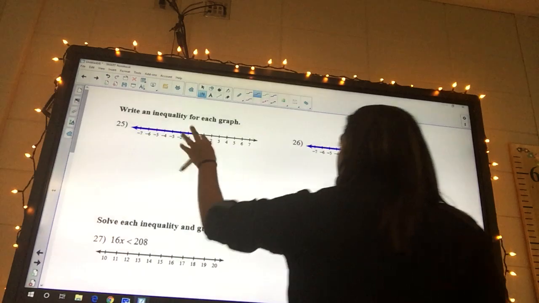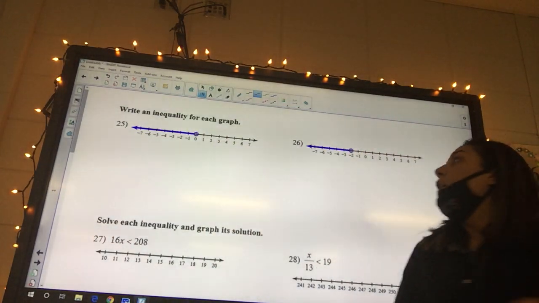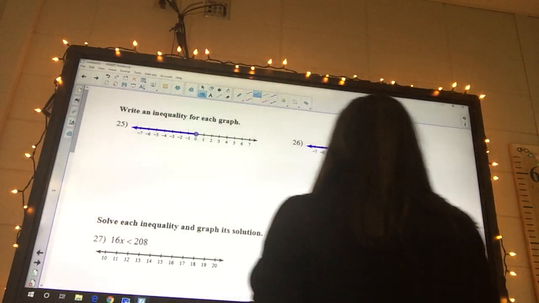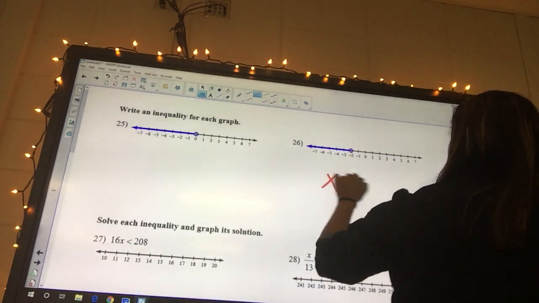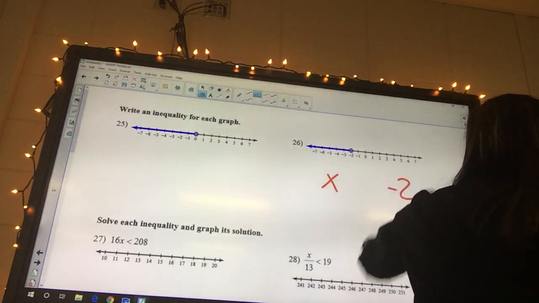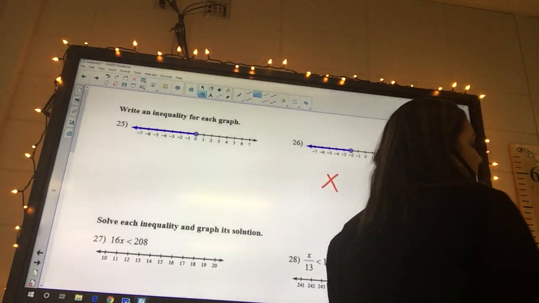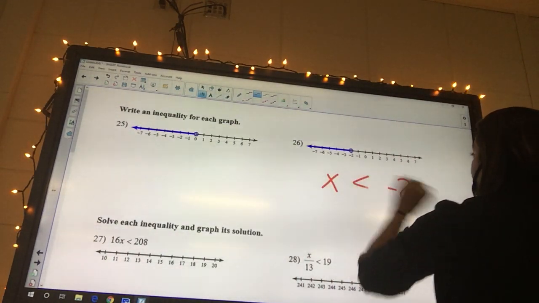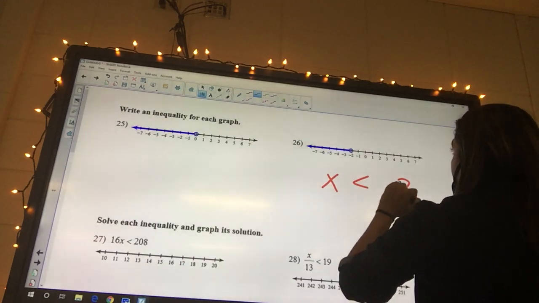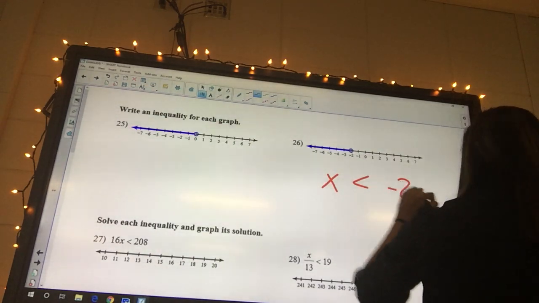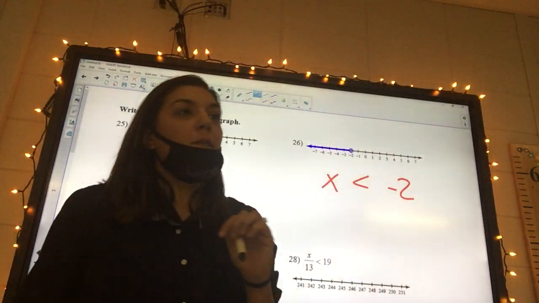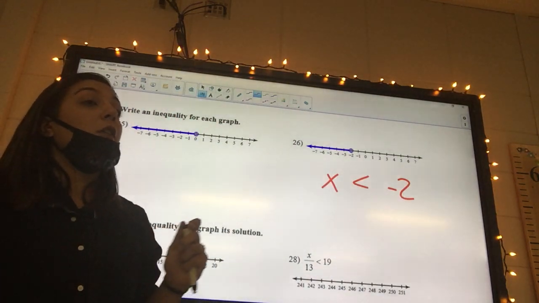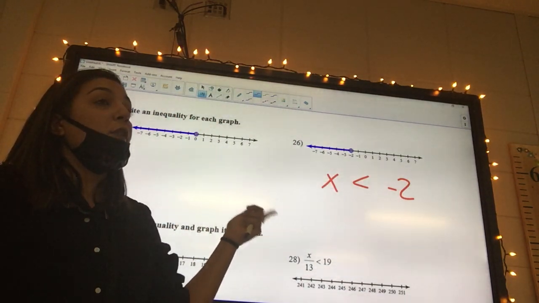Okay, so, write an inequality for each graph. Let's do 26. So, we can put our x, negative 2. Yeah. Which way should it be pointed? This way. The left. Yeah. Put the line under. No. Wait. Yes. It ain't closed because it's going this way. Is it open or closed? Open. So, should it have a line under it or not?